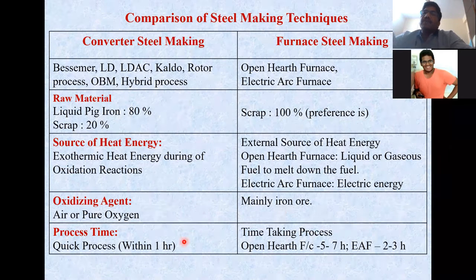Okay, and process time. We have discussed in detail during the earlier stage why the process time is less, but here the maximum time is hardly 1 hour. Whereas the open hearth furnace takes 5 to 6 hours, 5 to 7, in fact 6 to 8 hours, and the electric arc furnace takes 2 to 3 hours minimum that is required for operating these things.